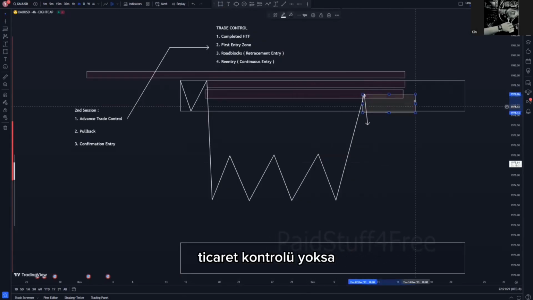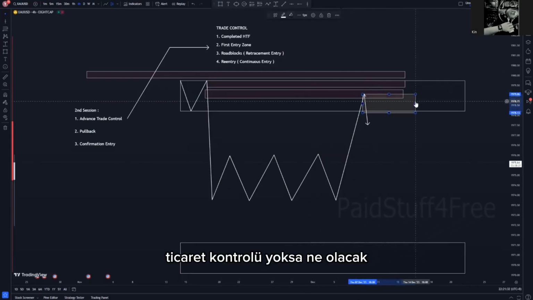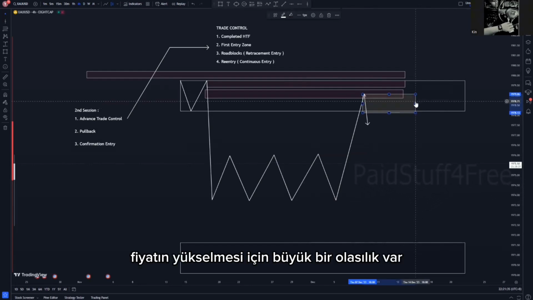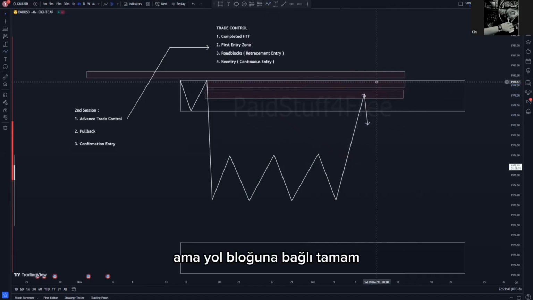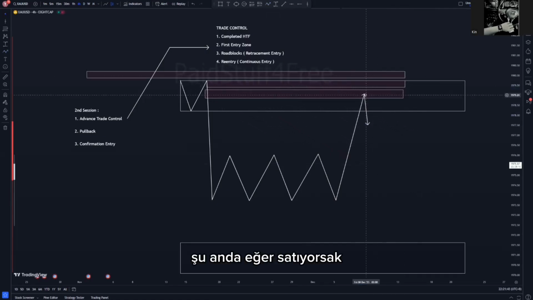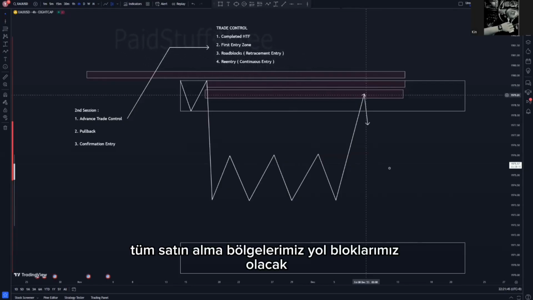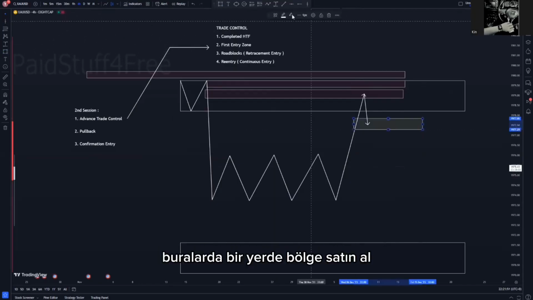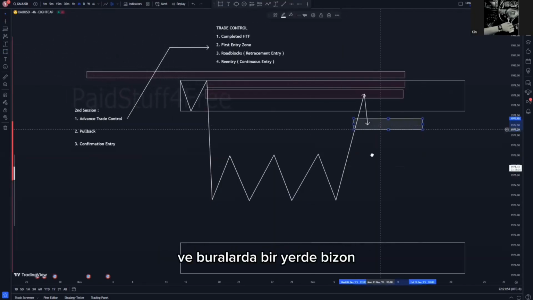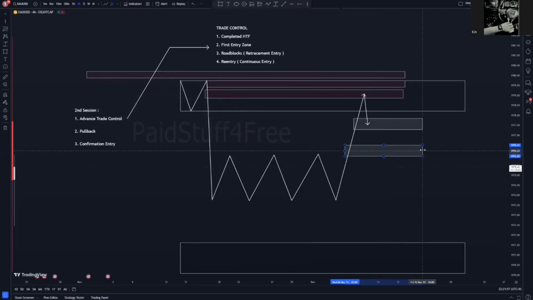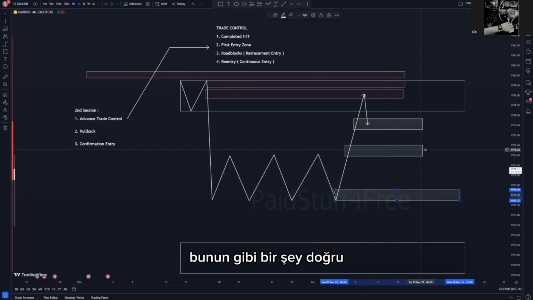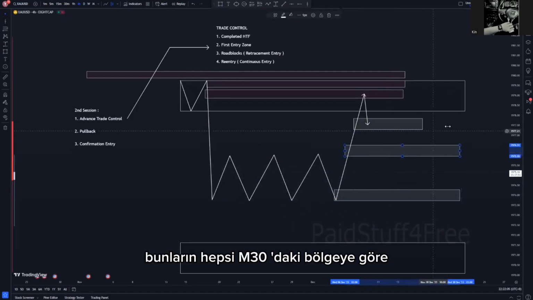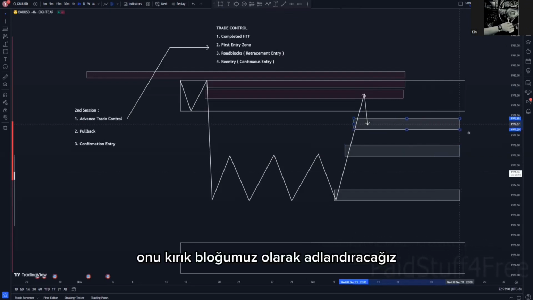If there is no trade control, what will happen? There's a big possibility for the price to go up like this again, but it depends on the roadblock. So right now, if we are selling, all of our buy zones are going to be our roadblocks. So maybe you're going to have a buy zone somewhere around here, and a buy zone somewhere around here, and again a buy zone somewhere around here, something like this. All of these buy zones on M30, we're going to call our roadblocks.